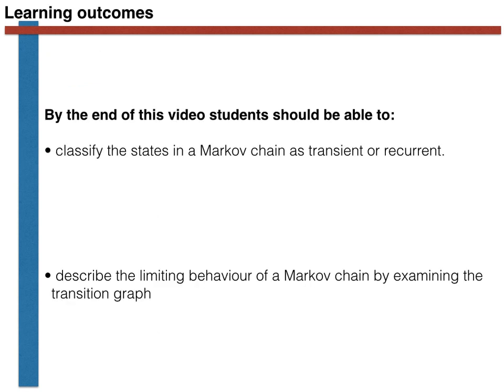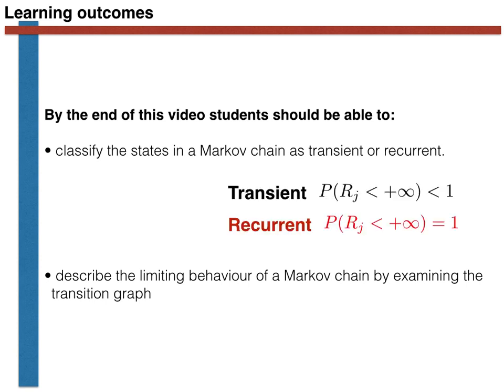To summarise then, we have introduced a classification of the states in a Markov chain in terms of the chain's limiting behaviour. We have stated that if, when we leave a state, there is a finite probability that we will never return, the state is transient. If, however, on leaving the state, it is guaranteed that we will return in the future, then the state is recurrent. As an exercise, try to go through this video again and classify the states in each of the chains shown as transient or recurrent. Answers are available in the comments section below, so you can test if you're right or wrong.